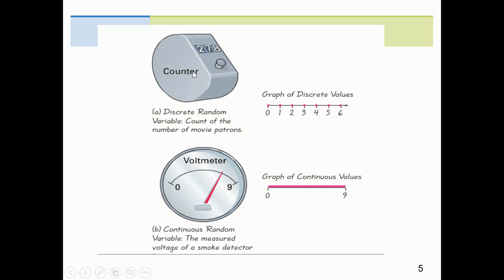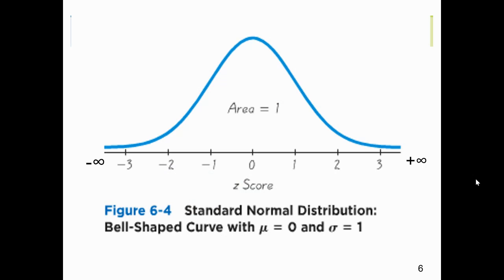This counter kind of points it out. You're counting with a counter, you have whole numbers: 0, 1, 2, 3, whatever. Measuring electricity, it could be anything from 0 to 9, could conceivably be some sort of a decimal. Continuous versus discrete.